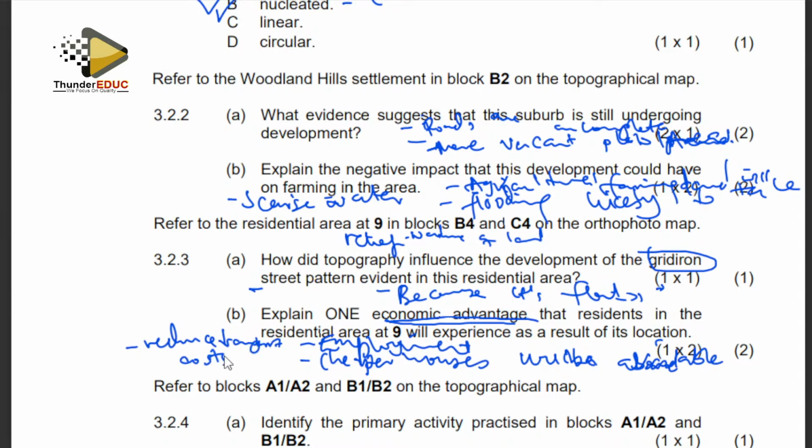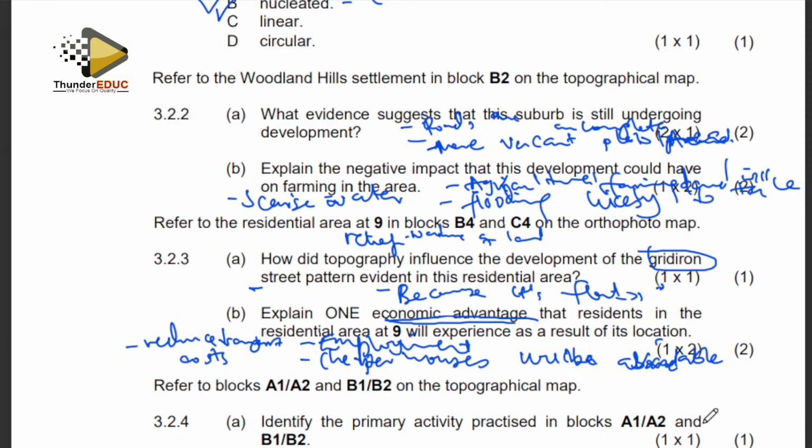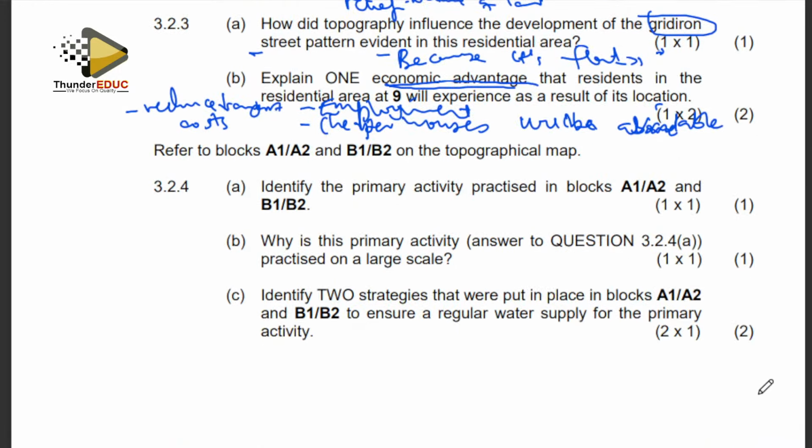So instead of you transporting or going for longer distances for shopping, the area will be near, and that will reduce your transport costs in that sense. Okay, and so on and so forth. There are very many points you can give in that sense.